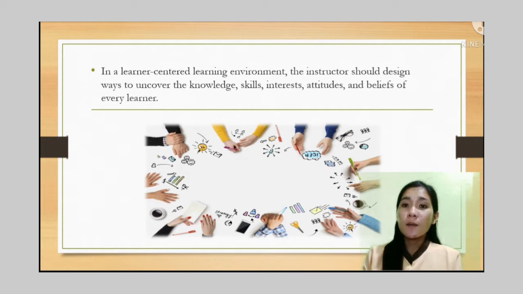So it is not all about the mastery of the subject matter, because what's the use of mastery of the subject matter if you cannot get the attention of your students? It is much better if you know how to get the interest of the students in order for them to learn, in order for them to find ways to acquire those knowledge or skills that they need to acquire.